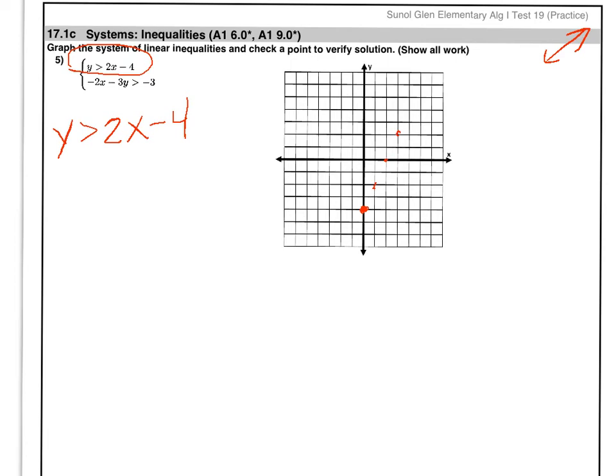Okay, and so the next thing I have to do is decide if my line is supposed to be dotted or solid. Well, because this is a greater than symbol, I'm going to make it dotted. It's not equal to, so therefore it needs a dotted line.